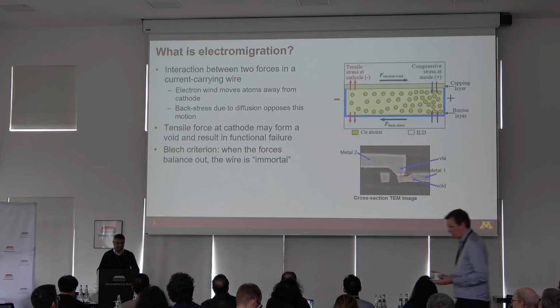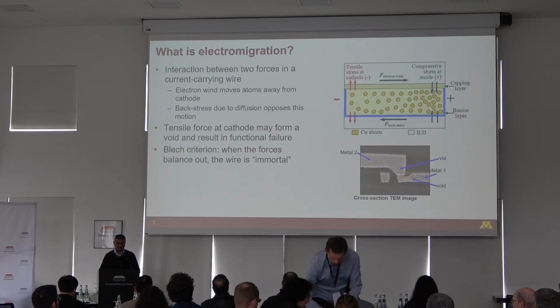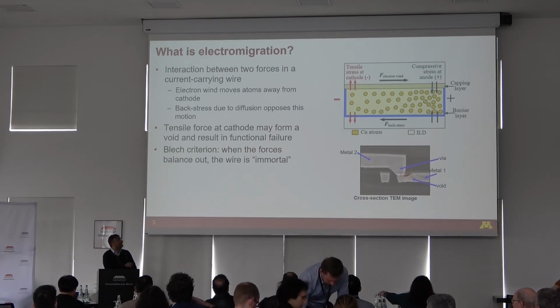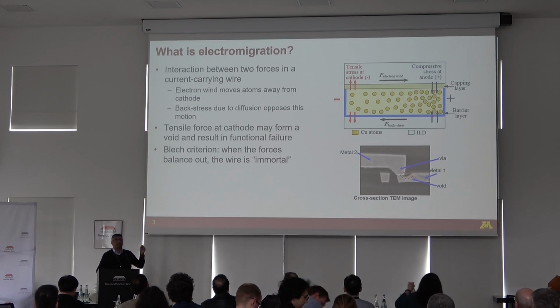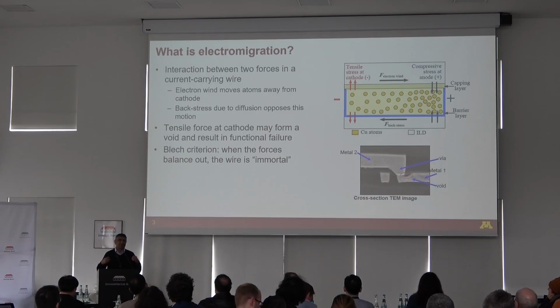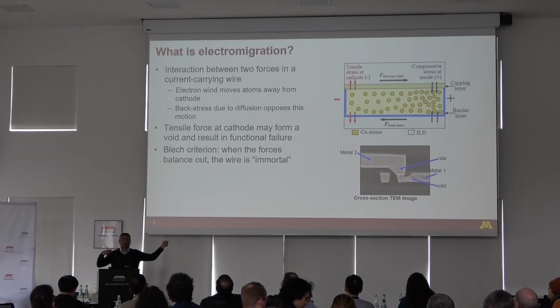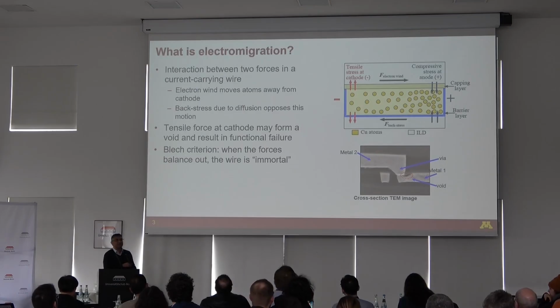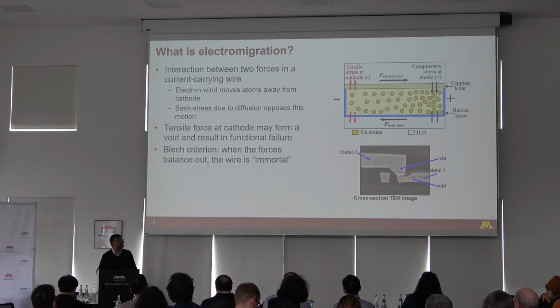The idea is that if you have enough atoms migrating away from the cathode, then you create what's known as a tensile force, which is exactly what it sounds like. You're pulling things away from there, and it can create a void when you go beyond the elastic limit. A void is bad because that creates a break in the wire, and so you don't have electrical connectivity. So this is a picture that shows what it actually looks like.